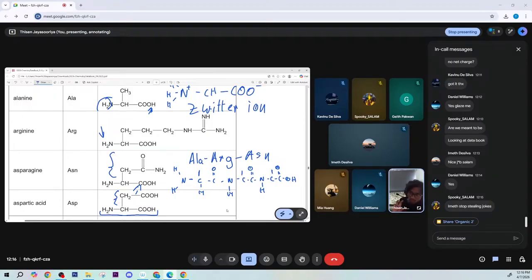Now the thing I want you guys to notice is that this is called the N-terminal, and this is what we call the C terminal. The N terminal is the amine end of the polypeptide, and the C terminal is the carboxylic acid end of the polypeptide.